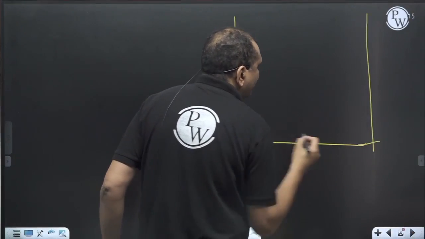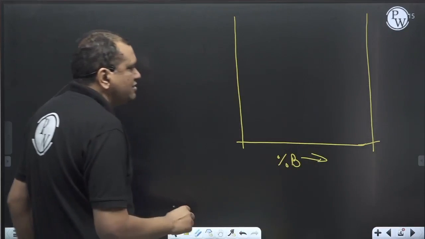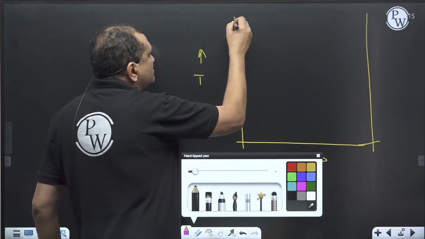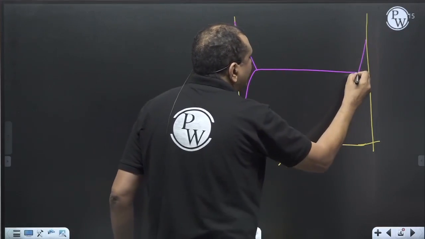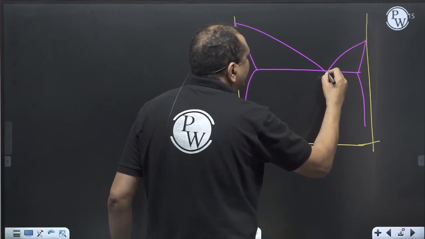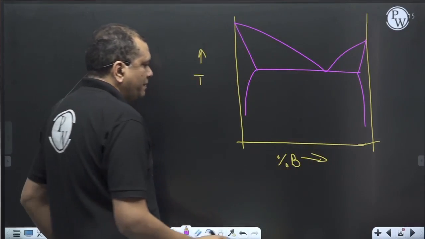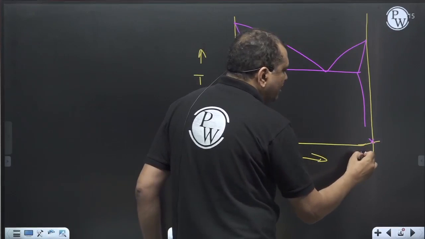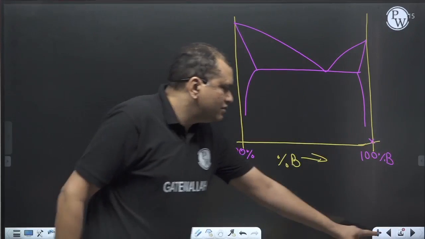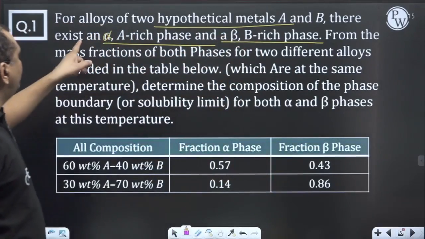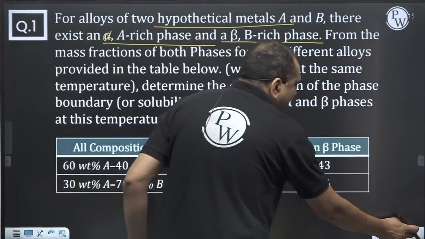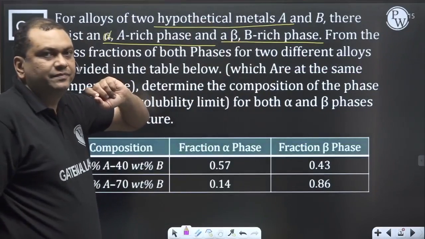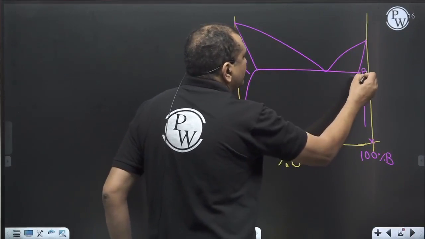So the phase diagram will be: percentage B increases in this direction, temperature is on the y-axis, and it is like this, similar to lead and tin, but the question says hypothetical, okay? So on this axis it will be 100% A, percentage B increases in this direction, and on this axis it will be 100% B. Okay, so what our question says, there exists an alpha A-rich phase. Alpha A-rich phase means this is alpha, and a beta B-rich phase. So this is your beta. Okay?